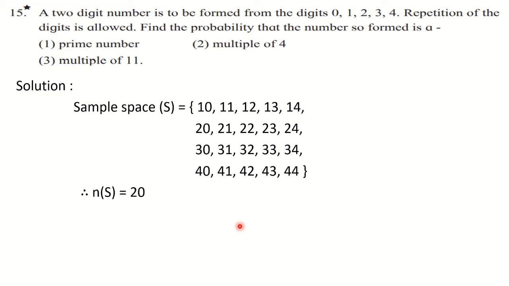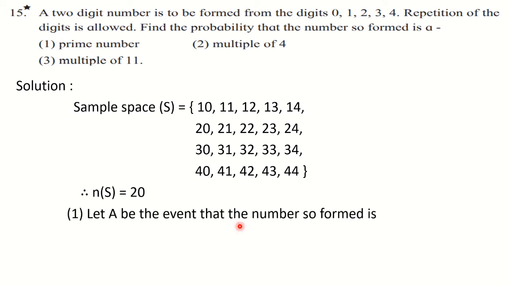Now let us go towards the very first event. Let A be the event that the number selected is a prime number. So first one, see, it is a prime number.